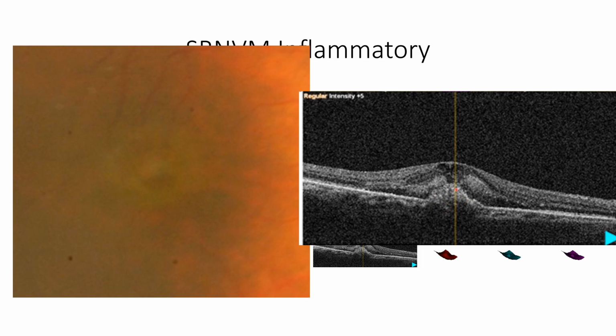And because this space is not clear, it indicates there's a presence of solid tissue or an opaque fluid. Correspondingly, we can also make out that the inner layers of the retina are thickened, and we don't have a foveal depression here, and we also have cystic spaces. All these things indicate inflammatory SRNVM, which is seen in a younger age group and is usually unilateral, and there will be absence of drusen here.